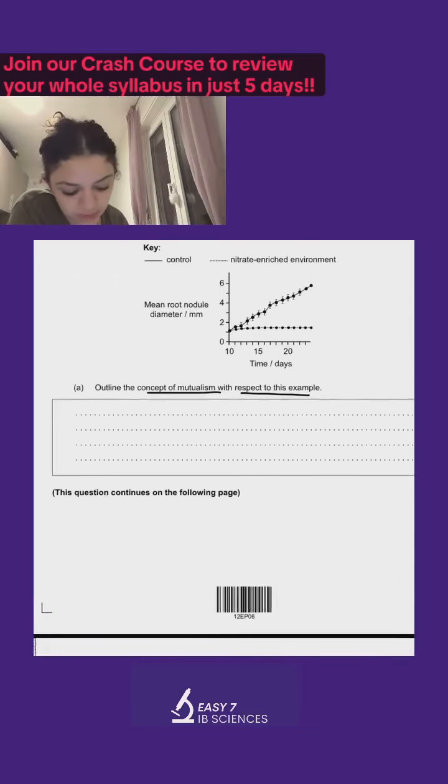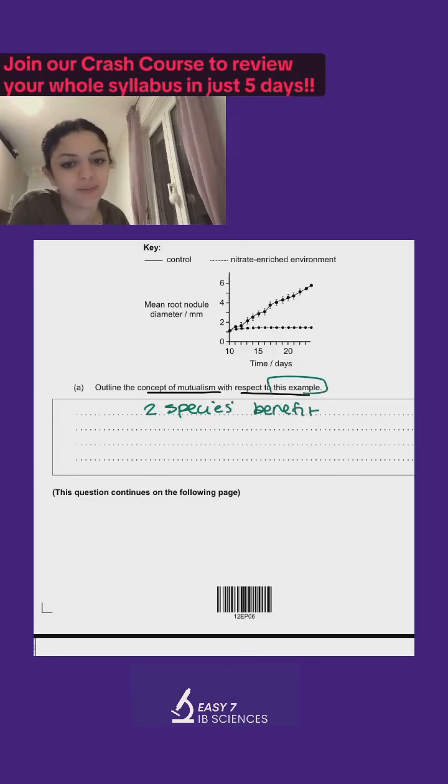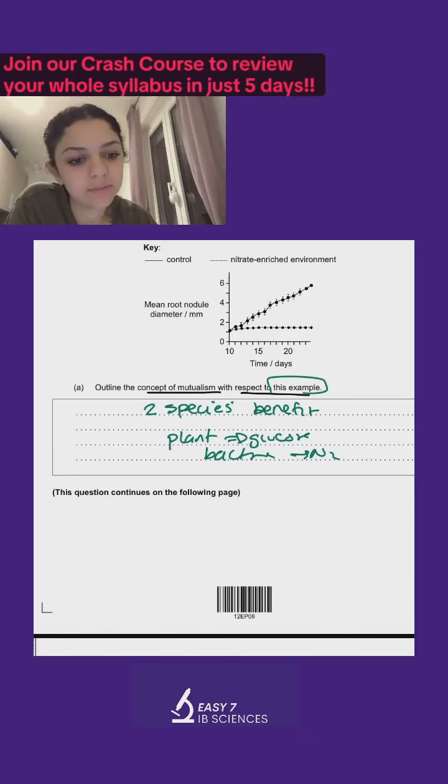So what do you have to outline in this example? Someone did explain mutualism is when two of the species benefit. Now, if they're telling you with this example, you will get the mark if you only talk about this example. So what do you have to say? You have to say the plant gives glucose and bacteria gives nitrogen. That's all you have to say to get the marks.